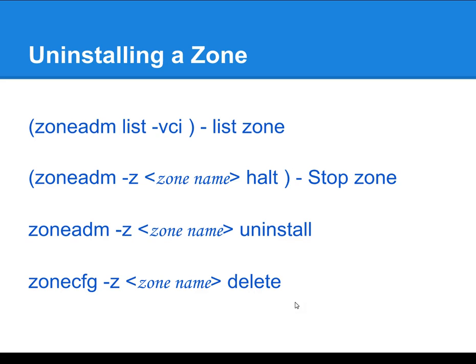Now, in the event that you would like to uninstall a zone, you would type zoneadm list -v for verbose, -c for configuration, -i for install, and it'll show you everything that you have. You would then be able to see that your zone app1 is running. At that point, you type zoneadm -z app1 halt to stop it, and then you can uninstall it with zoneadm -z app1 uninstall. Once it's uninstalled, you can go ahead and delete it: zonecfg -z app1 delete.